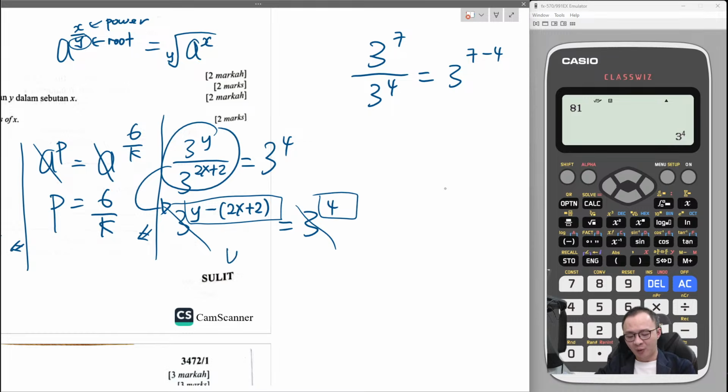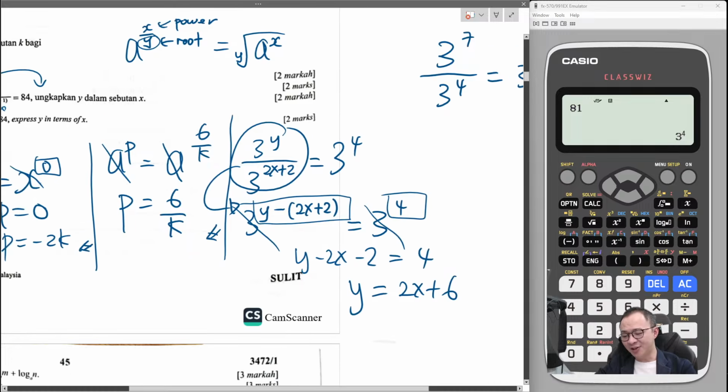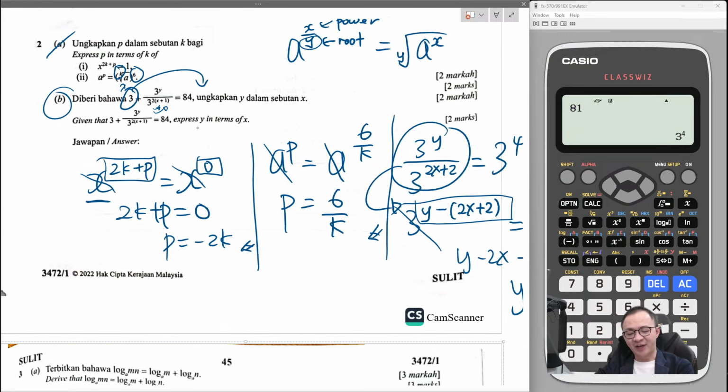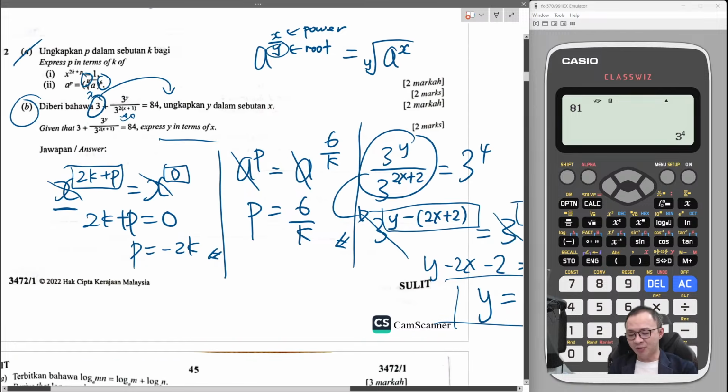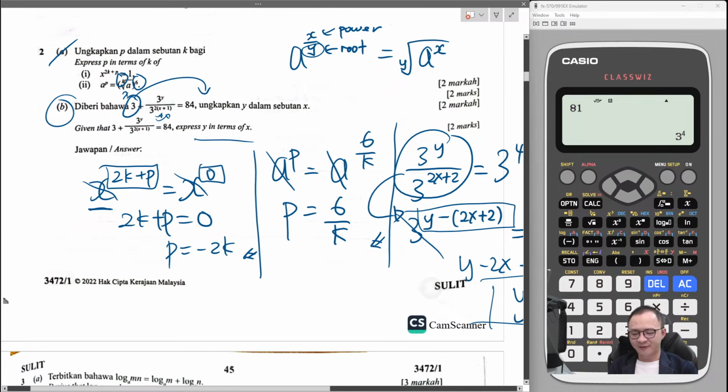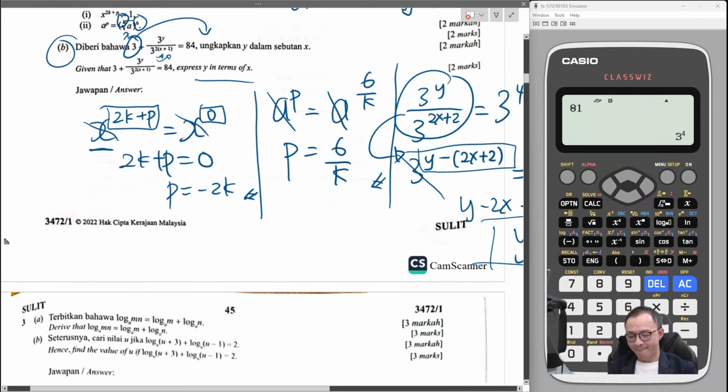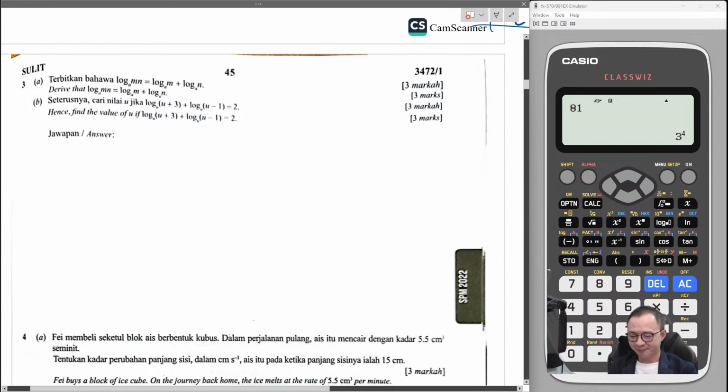So therefore, y minus 2x minus 2 equals 4. Y will equal 2x plus 6. Because they ask us to do y in terms of x, or ungkapkan y dalam sebutan x. Basically, they want y as the subject and x and numbers on the other side. Okay, consider simple 2-mark questions. Nothing very technical here. Yeah, basic indices.